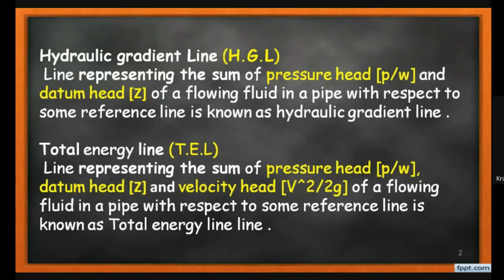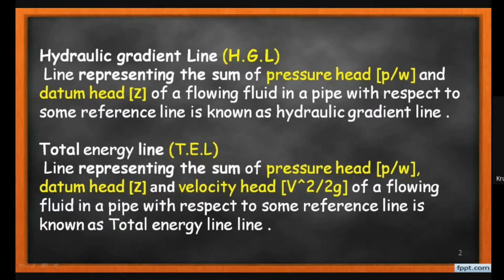HGL is the line representing the sum of the pressure head and the datum head of the flowing fluid in a pipe with respect to some reference line or datum line, and it is known as the hydraulic gradient line. And the total energy line, that is TEL, is the line representing the sum of pressure head, datum head and the velocity head of a flowing fluid in a pipe with respect to some reference line.